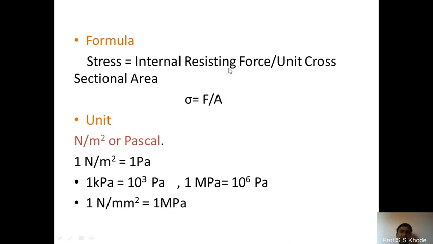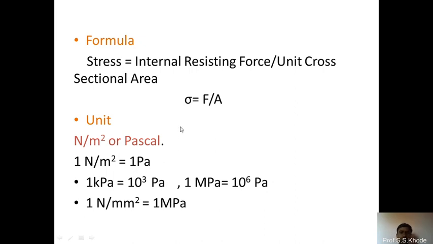Generally the internal resisting force is simply denoted by F, and the unit cross-sectional area by A. Now let's see the unit for this concept. In general it is Newton per meter square, because we know that the unit of force or load is Newton, and the area of cross-section is in meter square. Newton per meter square is also called Pascal.